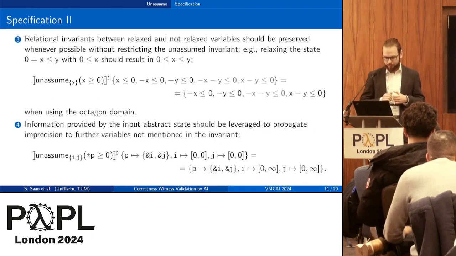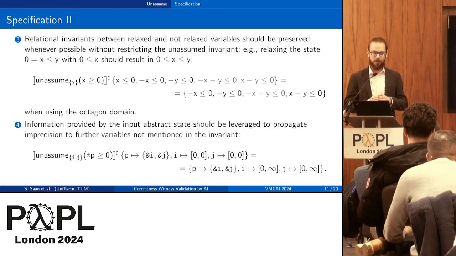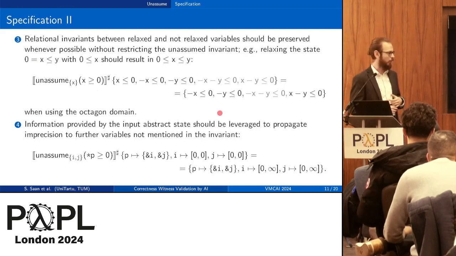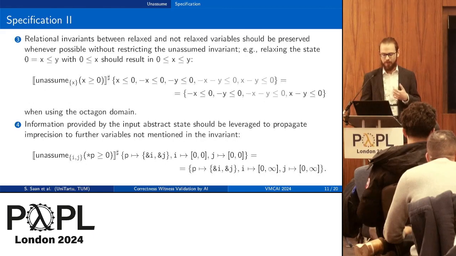Now, things get a bit more interesting when we look at the relational abstractions, and there let's think about the state that describes that 0 is equal to x and x is less than or equal to y. And now we want to relax this first equality into an inequality. Here is the same thing spelled out with octagon constraints, but the key here is that when we are relaxing this x and this first equality, then we want to preserve the inequality between x and y here.